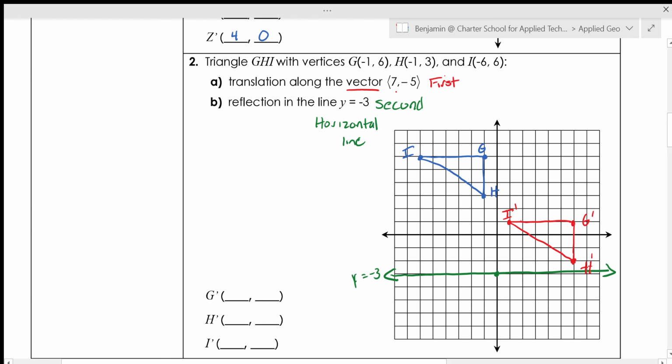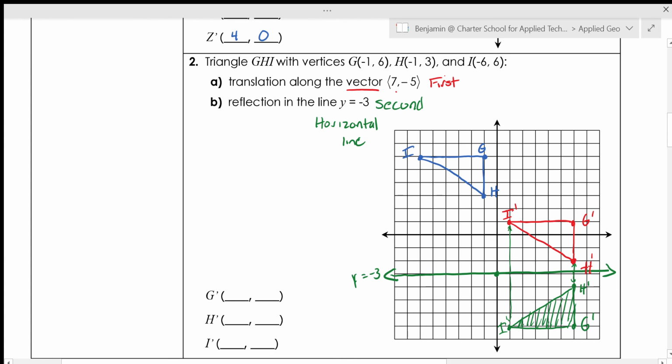Now we'll just do the same thing we did in the first one. How far is H away from that line we just drew? If it's 1 above, I have to go 1 below. So there's my new H double prime. Same thing with G. G is 4 above the green line, so I have to go 4 below the green line. And if I is 4 above the green line, I have to go 4 below the green line. So, there we go. There's my final answer.